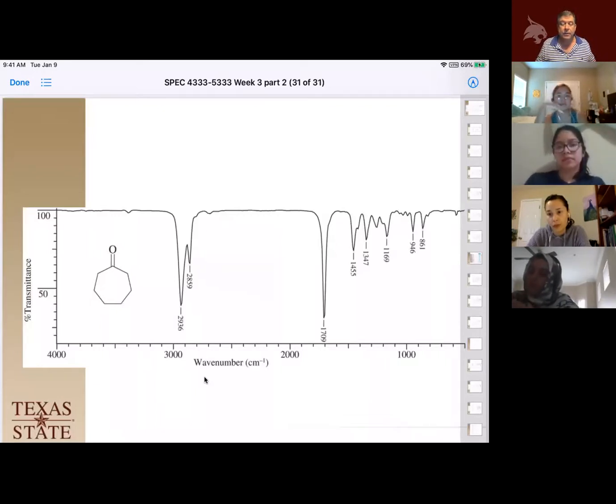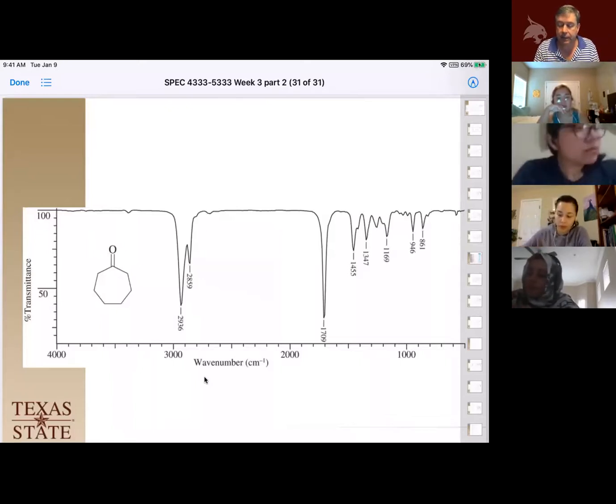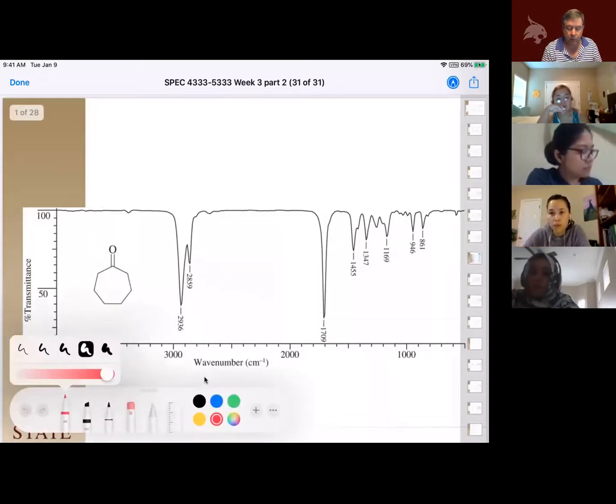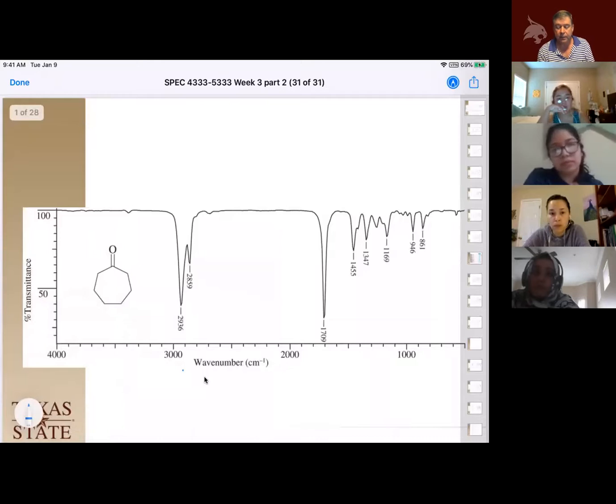Okay, so in this one right here, let me go ahead and get my stylus out here. In this one right here, the first thing we look at is this peak right here. At 1700, very strong, very sharp carbonyl right there.